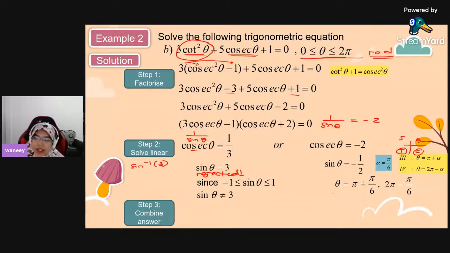Okay, so I already got the value for the right hand side. That means I can combine everything together. But since I don't have any answer on my left hand side, my final answer is only the thing on the right hand side. So my final answer will be 7 over 6 pi as well as 11 over 6 pi. Those will be my final answer.